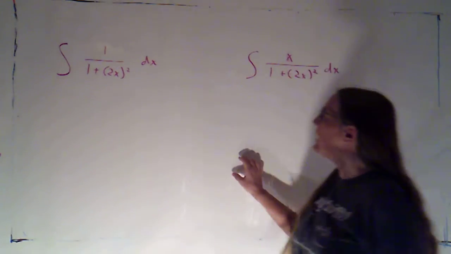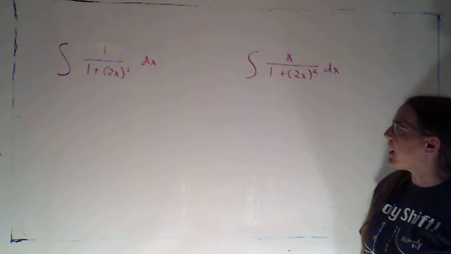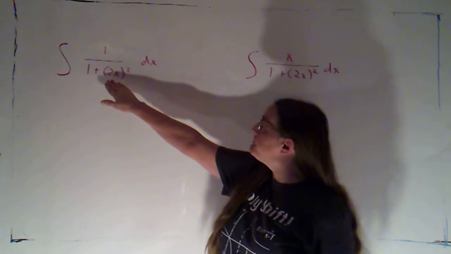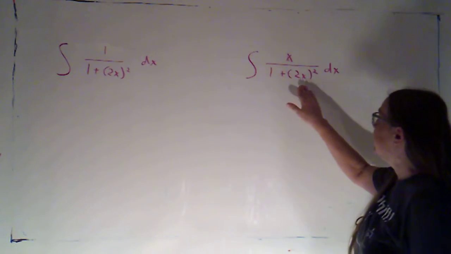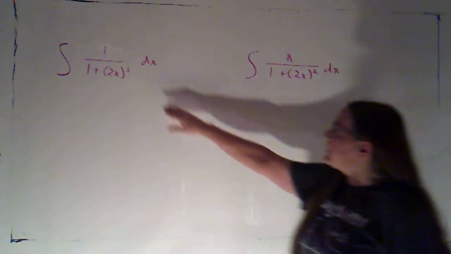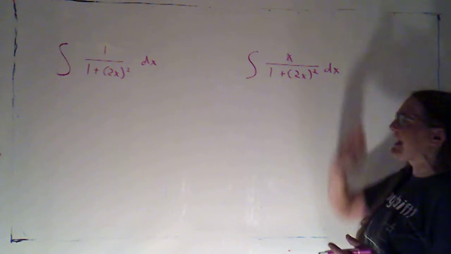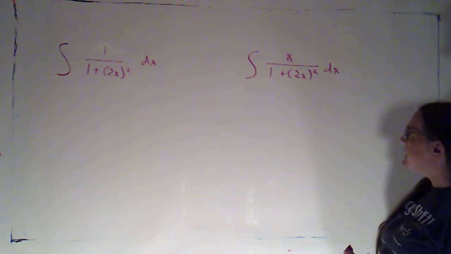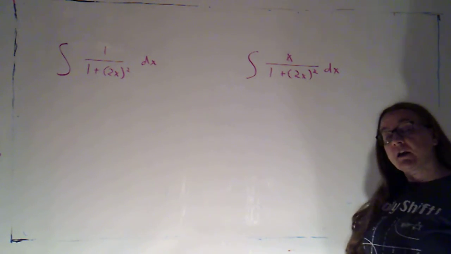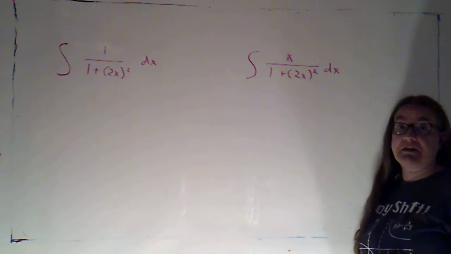Right, up on the board here I've got two problems that look fairly similar. They're both indefinite integrals of a fraction where I've got 1 plus the quantity 2x squared in the denominator. Here I have a 1 on the top, here I have an x on the top. So turns out we're going to do things fairly differently. We are going to do each of these with a u substitution.